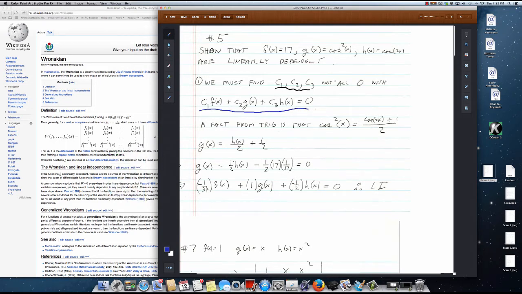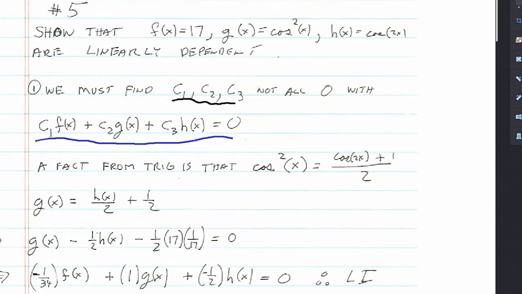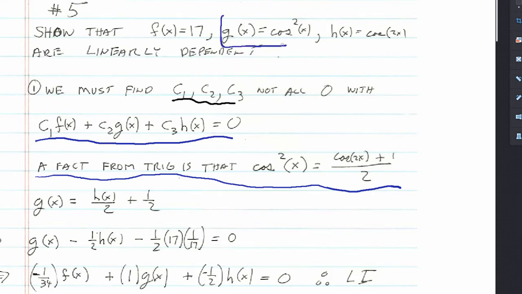And we want to show that we can do this in such a way that not all 3 of them are 0. Remember, if we can do that, then we can express one of the functions as a linear combination of the other 2, and that's what we mean by linearly dependent. So here's a fact from trigonometry that we're going to use. The only way we're going to do this is to get some relationship between the functions, and this trig fact gives us a relationship between g of x and h of x.